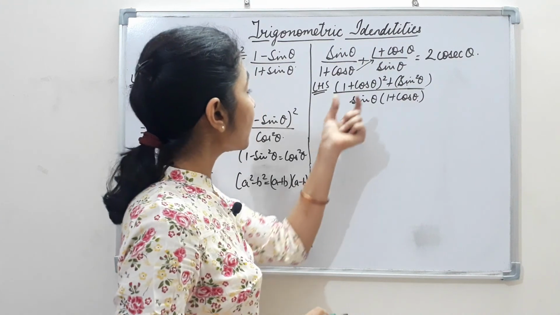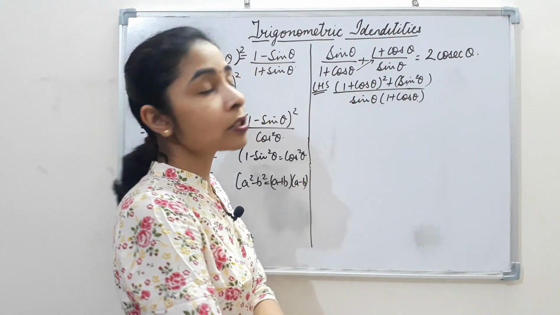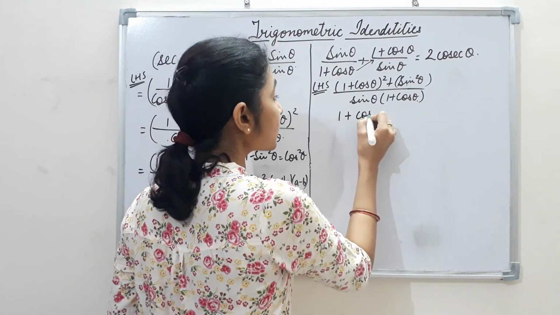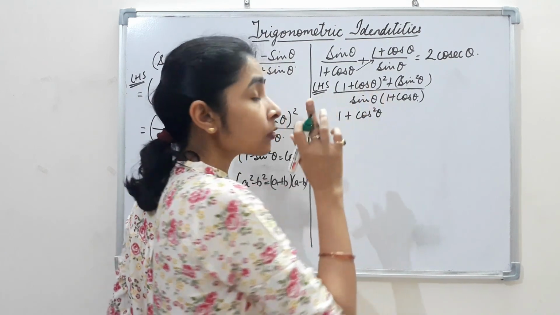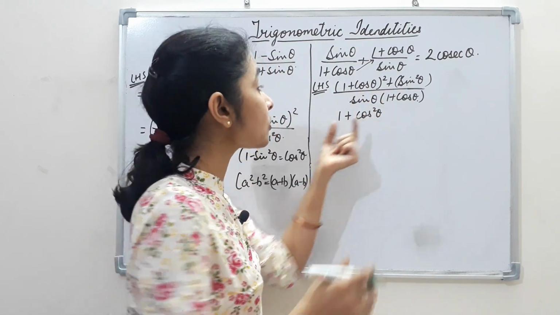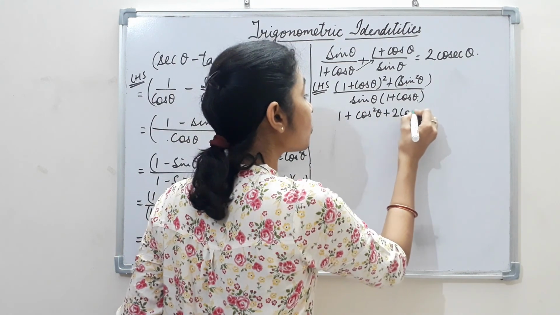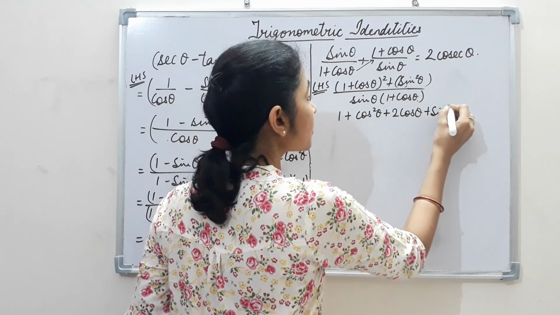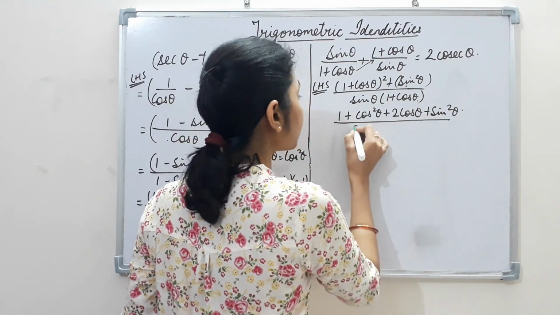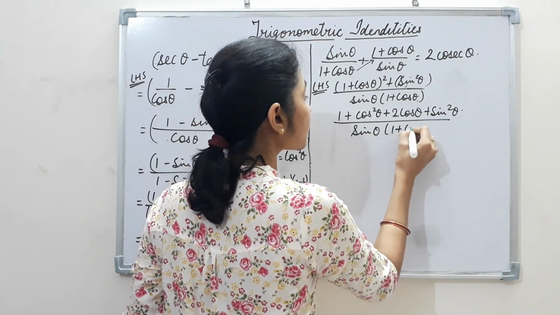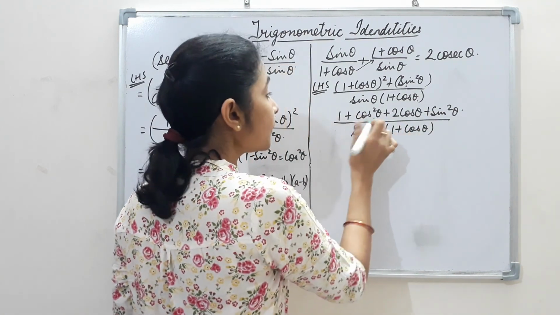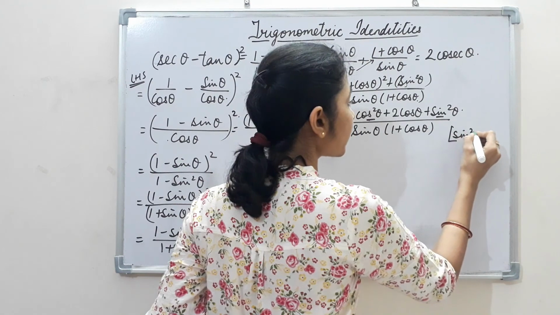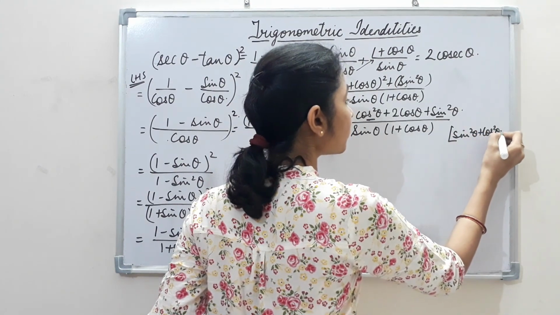Now if we open this bracket, (1 plus cos theta) whole square, what do we get there? 1 plus cos square theta, because (a plus b) whole square is equal to a square plus b square plus 2ab, so plus 2 cos theta. And this sin square theta remains as it is. In the denominator we have sin theta into (1 plus cos theta). Now we have cos square theta and sin square theta here, and we can use the identity that sin square theta plus cos square theta is equal to 1.